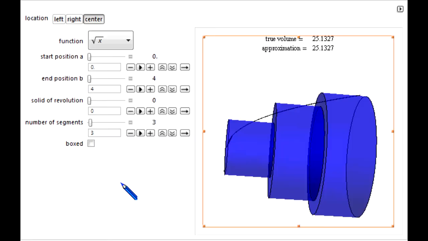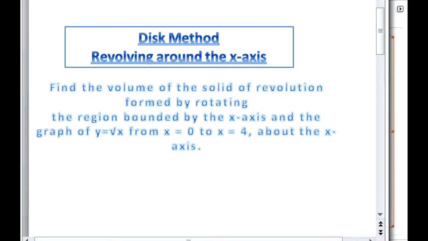Now let's look at an example to help us understand better. We need to find the volume of the solid of revolution formed by rotating the region bounded by the x-axis and the graph of y equals square root of x, which is also the function, from x equals 0 to x equals 4, revolving about the x-axis. Let's look at a graph to help us visualize.